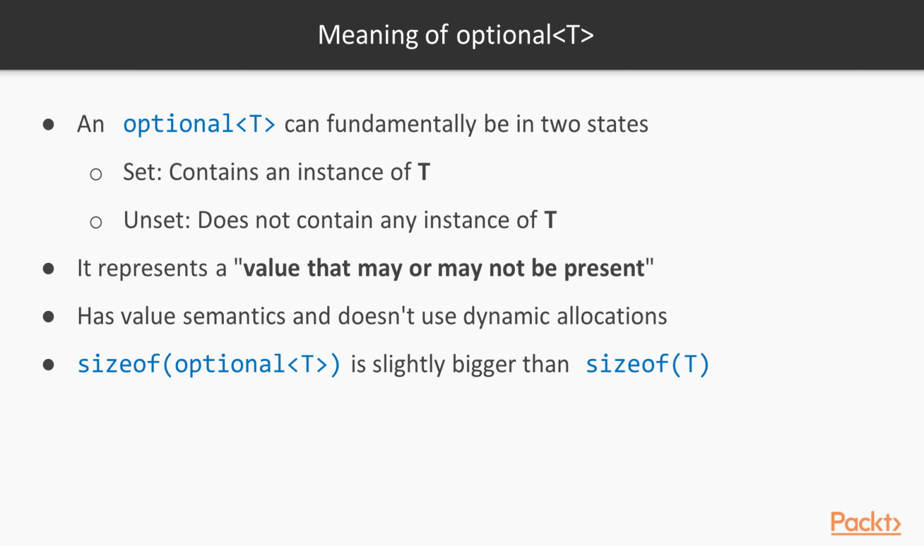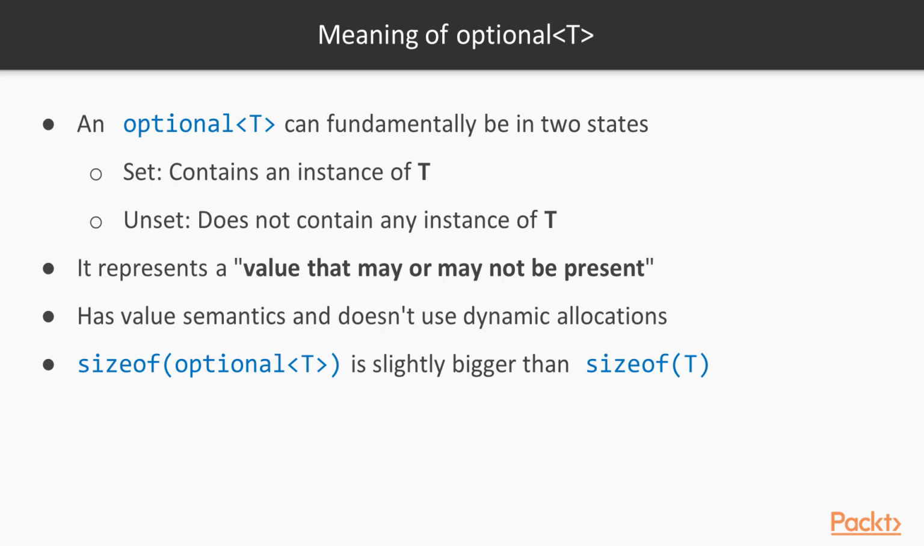Let's begin by trying to find the meaning of optional of T. An optional T can fundamentally be in two states. It can be set, which means that the optional contains an instance of T, or it can be unset, which means that the optional does not contain any instance of T, so it is empty.